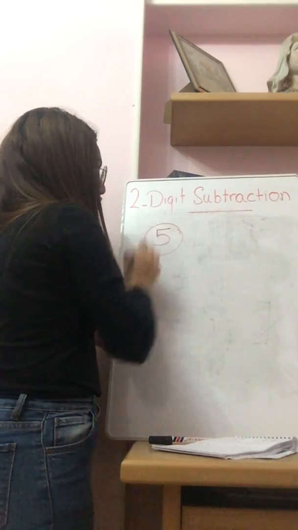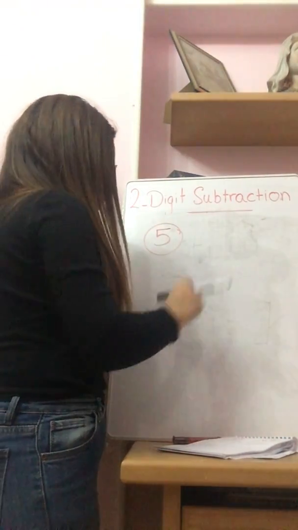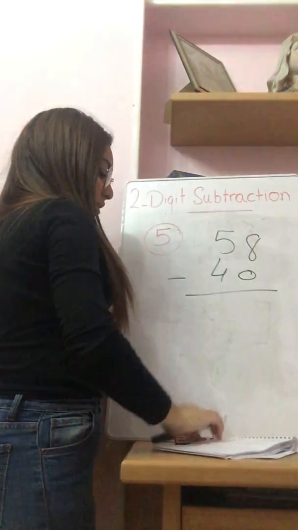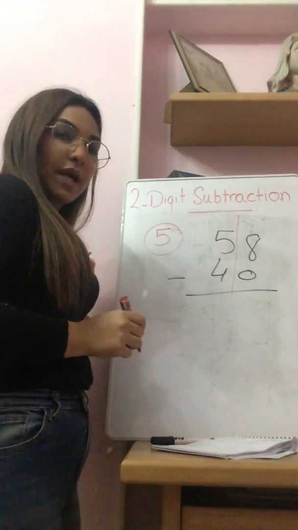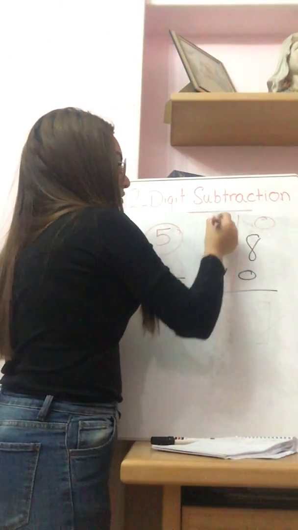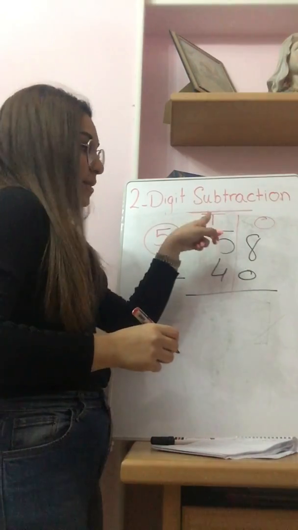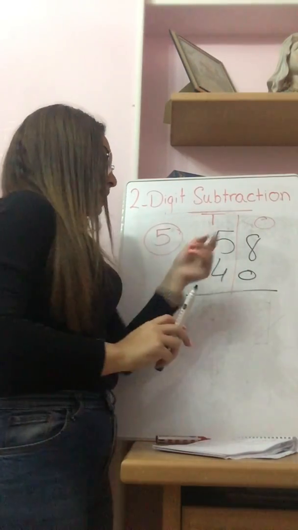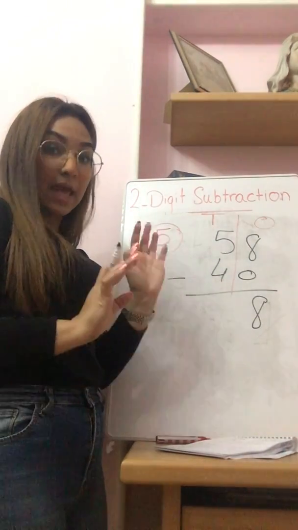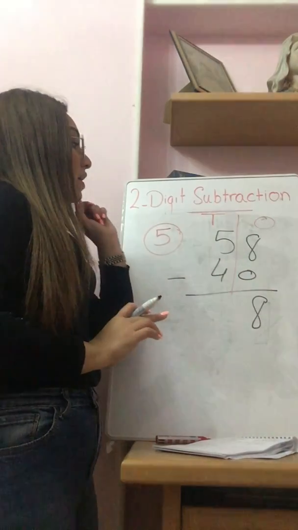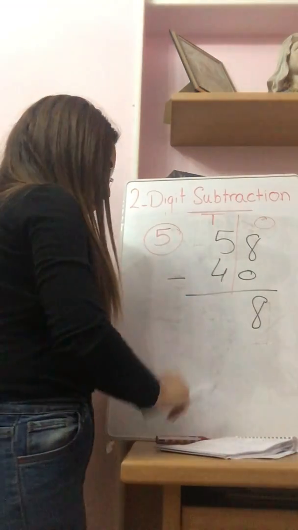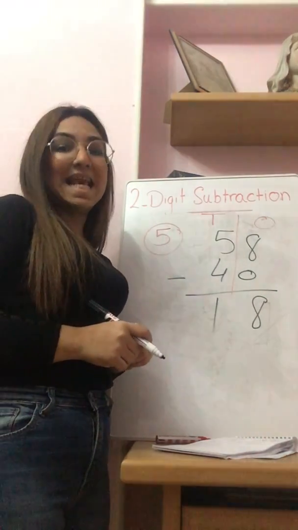Now, we are going to move on to our fifth exercise, which is 58 minus 40. We're going to put our line. This is the first thing we do. And then we subtract the ones together and the tens together, as we did previously. 8 minus 0 is 8. It's going to stay the same. Any number subtracted by 0 will be the same. 5 minus 4, after 4, 5. So this is 1. So my answer is 18.